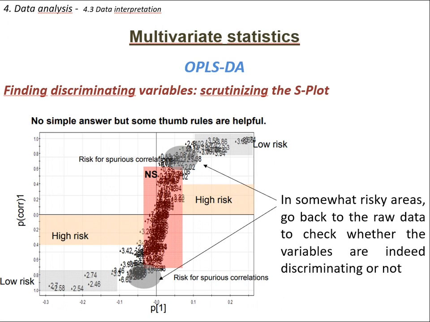So well, you can define high-risk zones. These are the zones of this graph where you are not going to find interesting variables. They are very likely to be not really discriminating. And then you have low-risk zones in which you can find the few very discriminating variables. And then you have a gray area where you have some risk and maybe you need to check with other means, like univariate statistics, if indeed these variables are really discriminating.